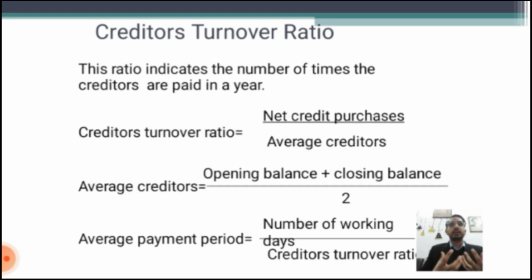And third one, creditor turnover ratio. It is calculated like the debtor turnover ratio and average collection period. Creditor turnover ratio is the relationship between net credit purchases and average accounts payable. It is calculated as: creditor turnover ratio is equal to net credit purchases or net purchases divided by average accounts payable. Average creditor is equal to opening balance plus closing balance divided by 2. Average payment period is equal to number of working days divided by creditor turnover ratio. Average payment period is equal to 52 weeks divided by creditor turnover ratio.